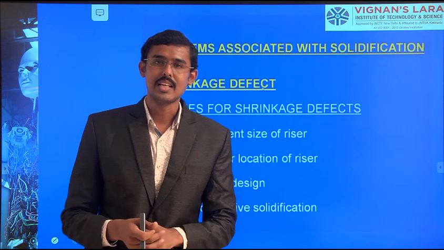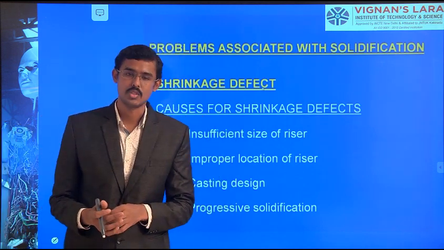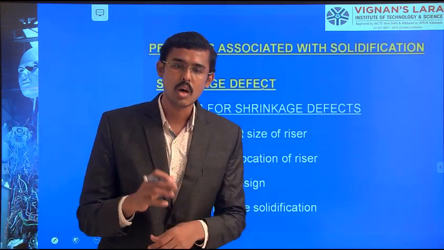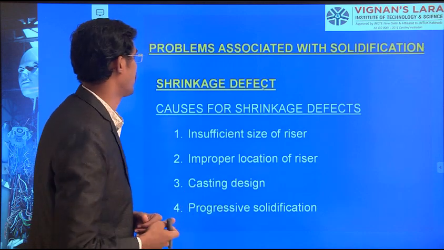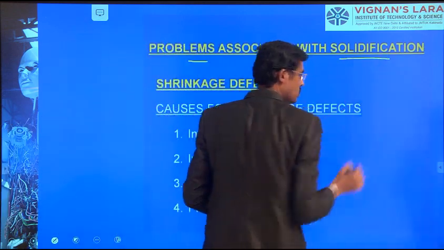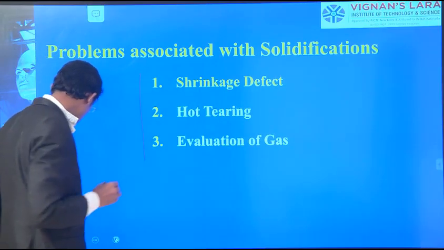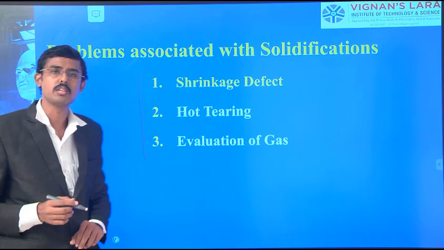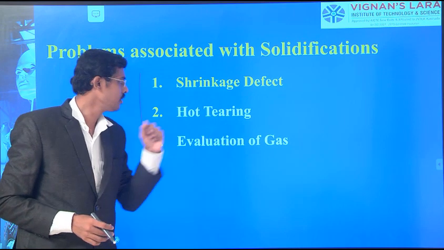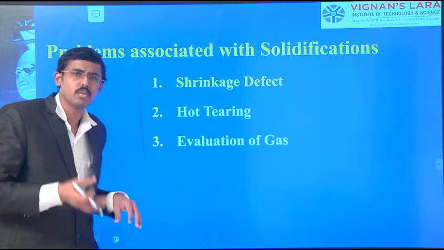In the previous classes, we talked about the solidification processes, and in continuation with that, let me go ahead with the problems arising in solidification. What are the problems associated with the solidification process? We will see them one by one. I am counting these three. These three are the important points to be considered for solidification: the shrinkage defects, hot tearing, and evolution of gases. Keep these words in mind.